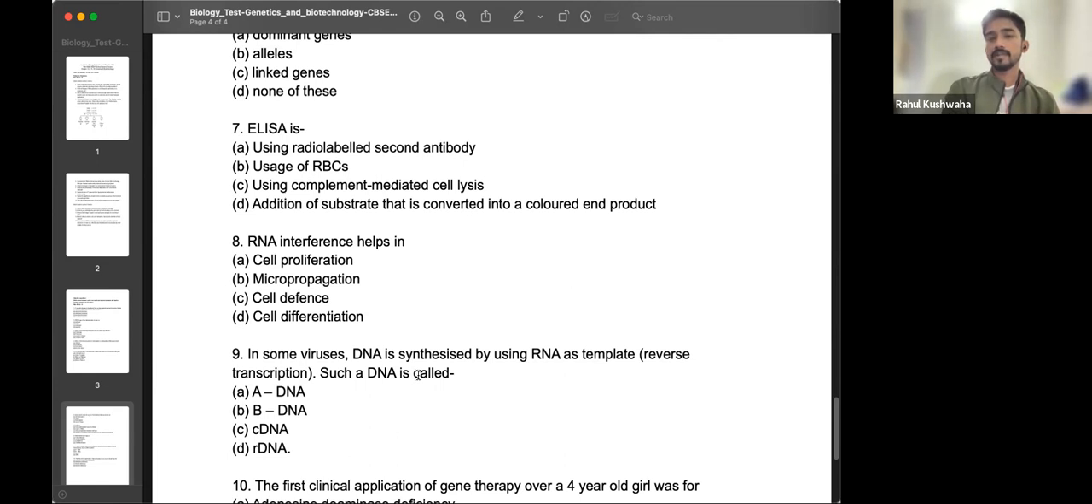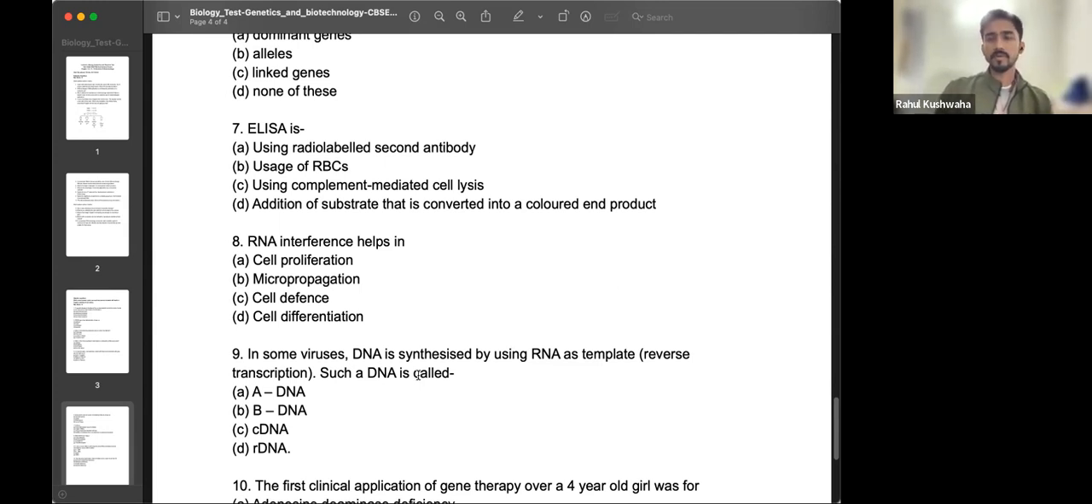So when I was talking about ELISA, I told you that it's an antibody antigen interaction based assay. What does ELISA stand for? Enzyme-linked immunosorbent assay. Exactly. It's basically an antibody produced by the immune system plus an antigen produced by the pathogen. If the pathogen is present in our body, we can detect it by creating an antibody against the antigens produced by that pathogen. If they link together and we get the interaction, it means you are infected by that pathogen. So the answer would be A, using radio labeled second antibody.